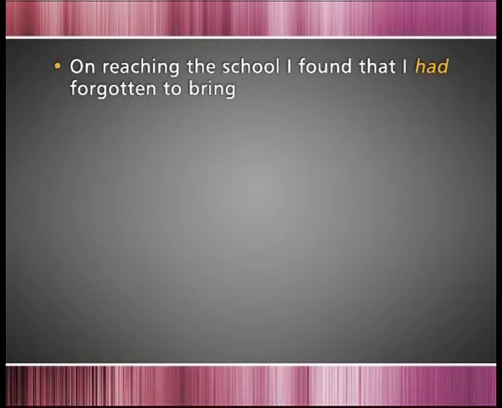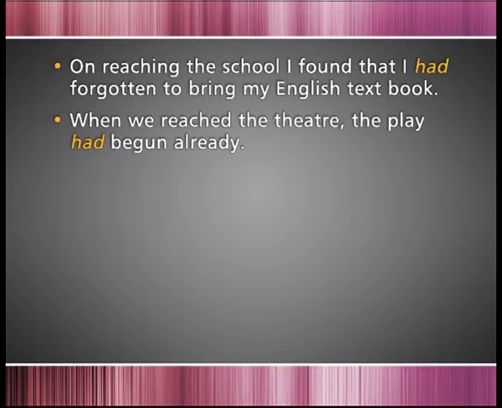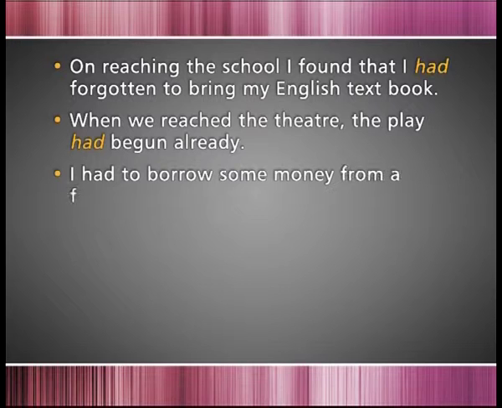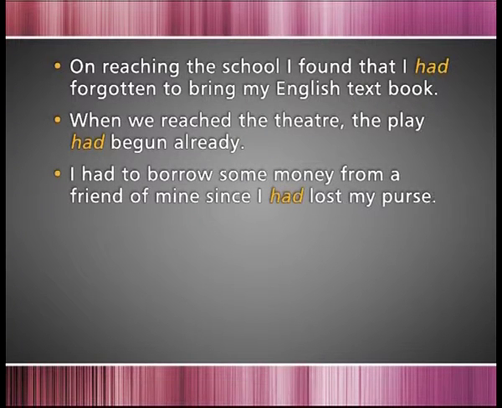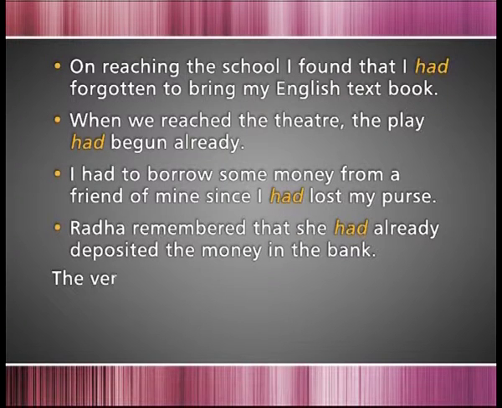Past perfect tense. We use the past perfect tense to arrange past actions according to their sequence of occurrence. With the help of this tense, we can distinguish between actions that have taken place in the past and the time before past. Look at these sentences. On reaching the school, I found that I had forgotten to bring my English textbook. When we reached the theatre, the play had begun already. I had to borrow some money from a friend of mine since I had lost my purse. Radha remembered that she had already deposited the money in the bank.